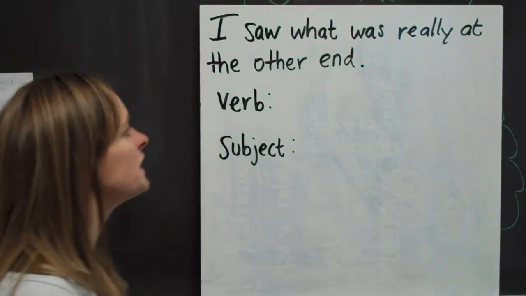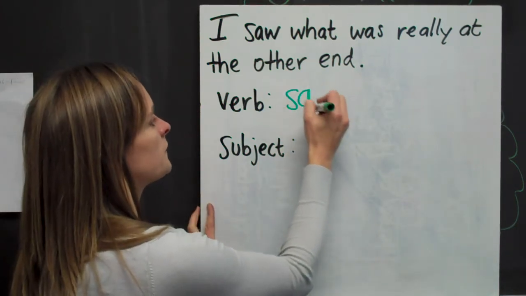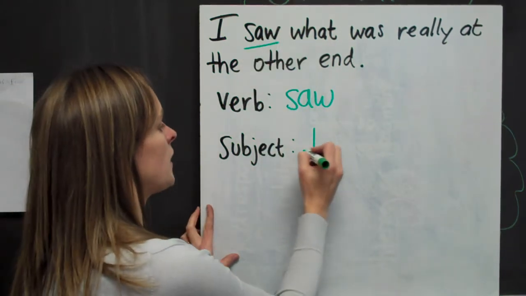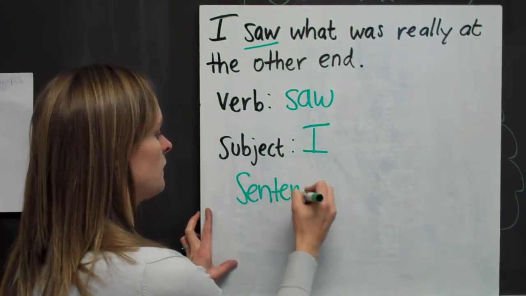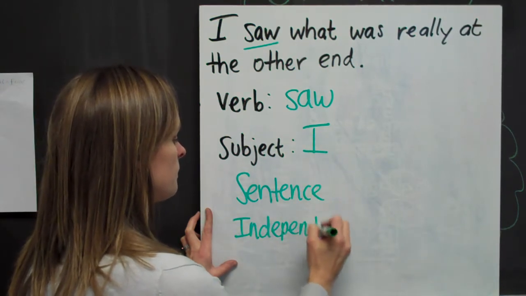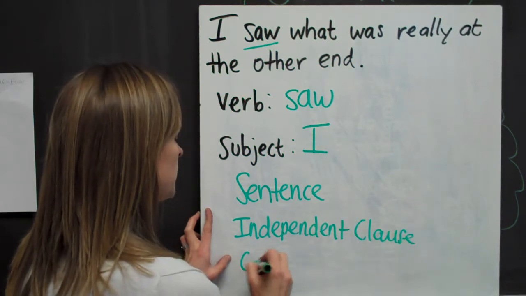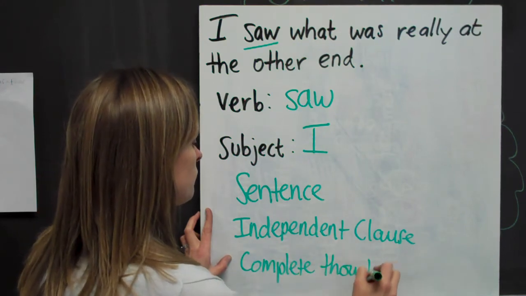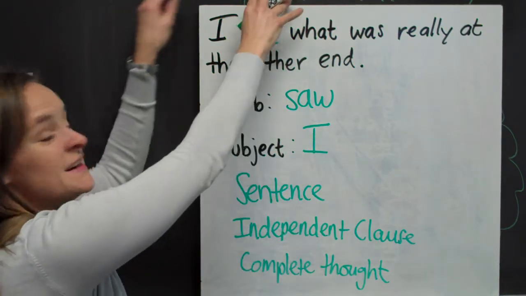I saw what was really at the other end. In this example, the verb is saw. Who saw or what saw? I saw. This is a sentence. It's an independent clause. It's a complete thought. It has a subject, a verb, and it makes sense. It doesn't need anything else.